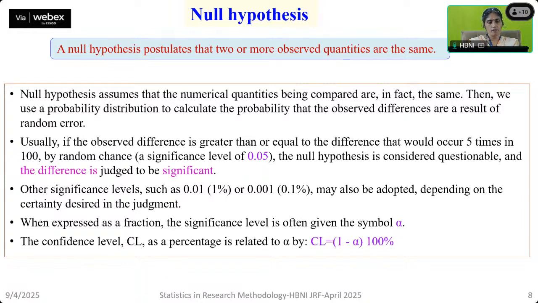As we discussed in the previous class also, the significance level, if expressed as a fraction between 0 and 1, is given the symbol alpha.